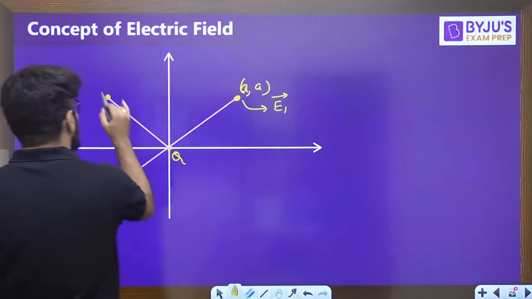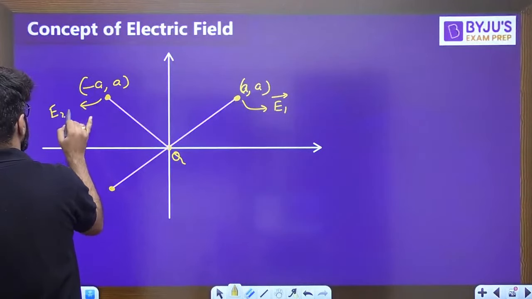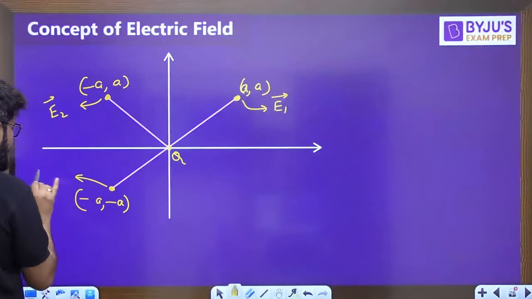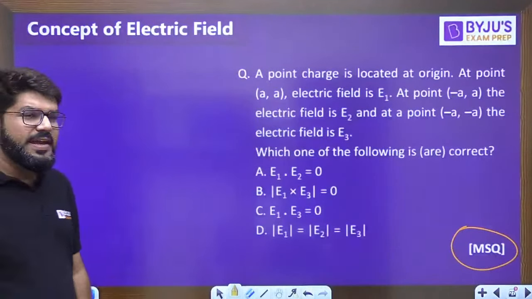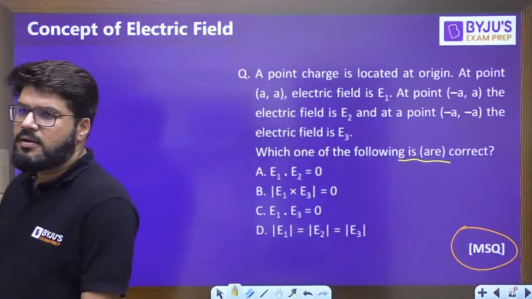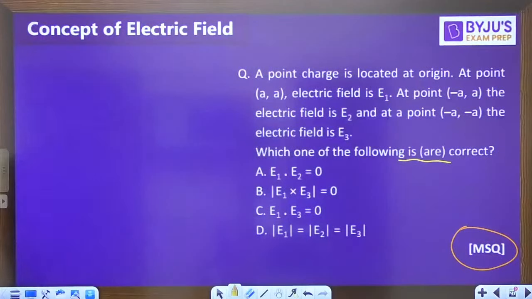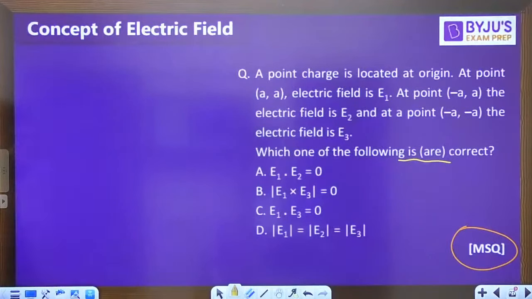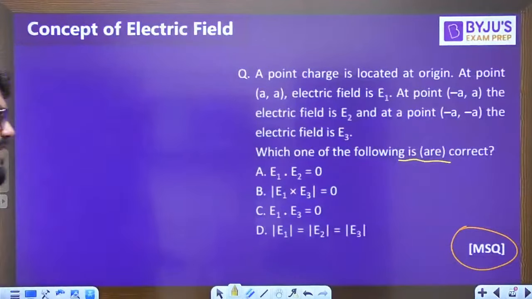Here the electric field is E1. There is the point minus A, plus A, second quadrant, where the electric field is measured to be E2. There is also a point minus A, where the electric field is measured to be E3. Right. Which of the following is or are correct? MSQ question. That is why one or more than one can be correct. E1 dot E2 is 0. Modulus of E1 cross E3 is 0. E1 dot E3 is 0. Modulus of E1, modulus of E2, modulus of E3 are the same. What is the correct option?